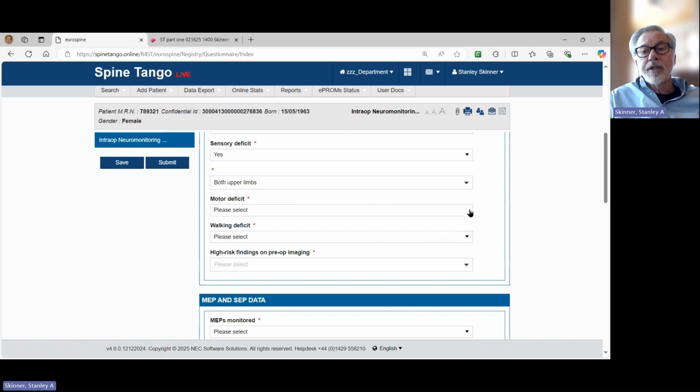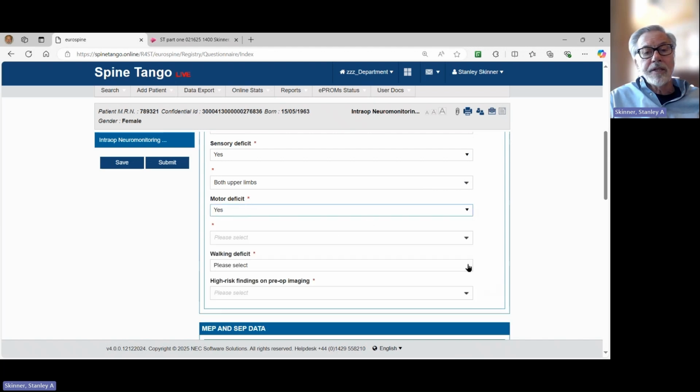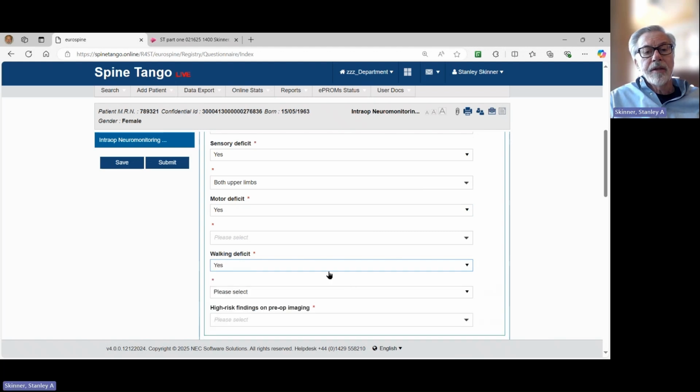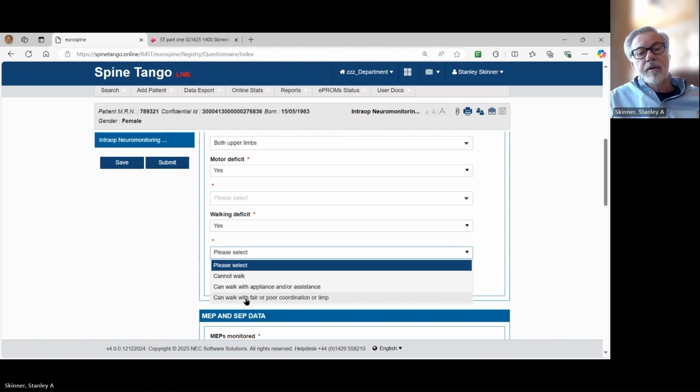Motor deficit, we're going to say yes. I think we mentioned that both lower limbs had some gait ataxia. Say yes. And there's further selections on that. The patient can walk with fair or poor coordination. We'll answer that as opposed to cannot walk or using an appliance.